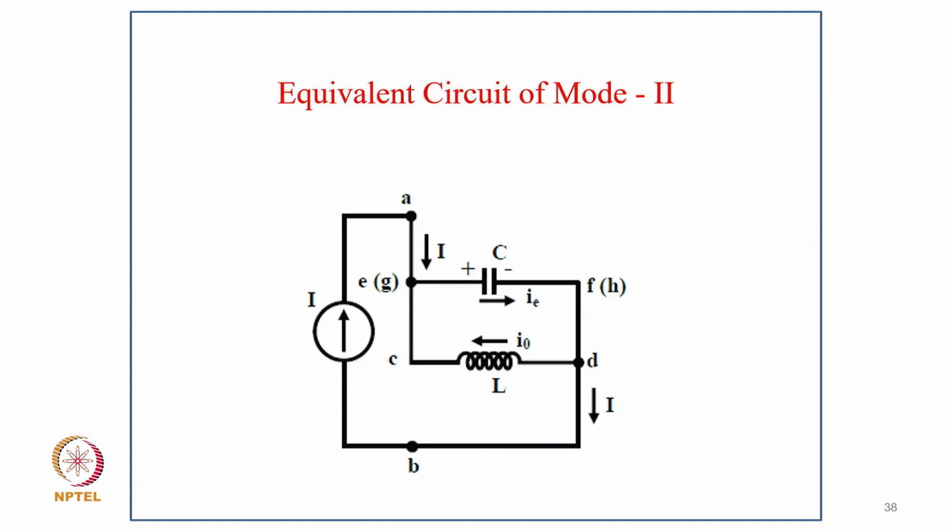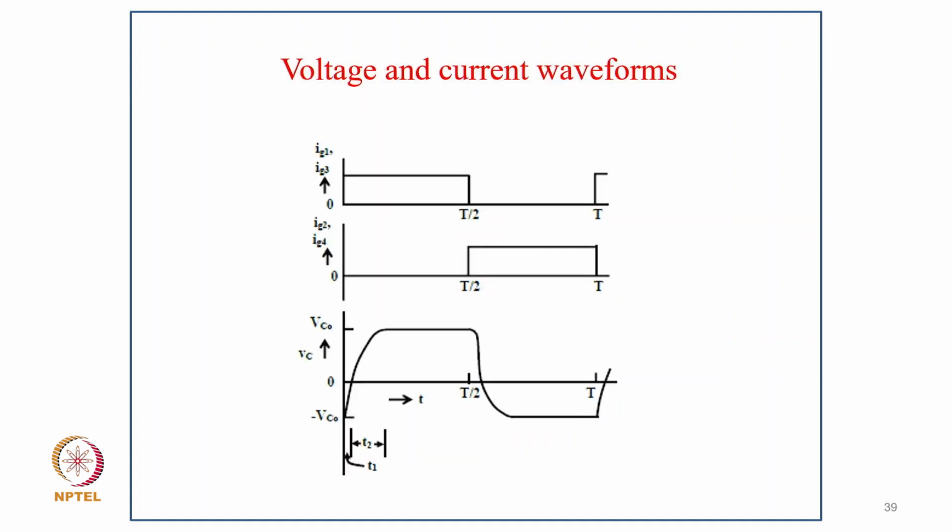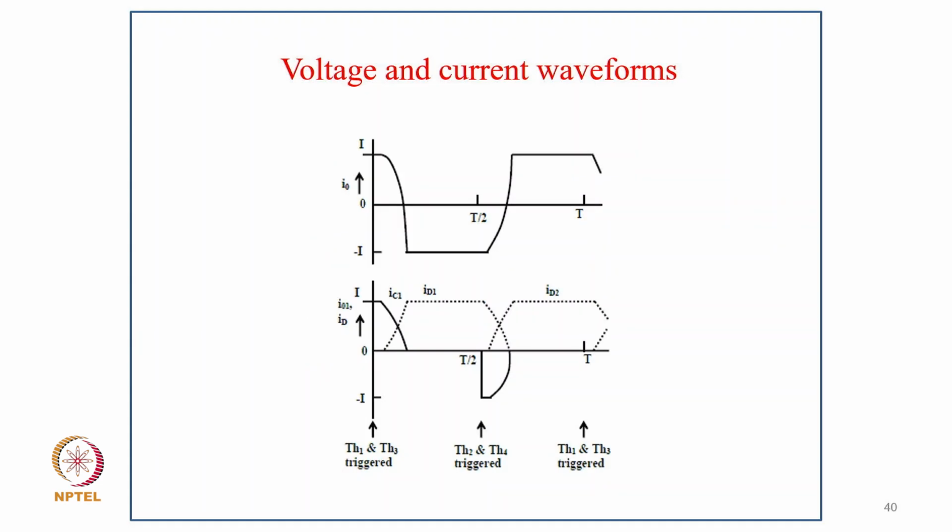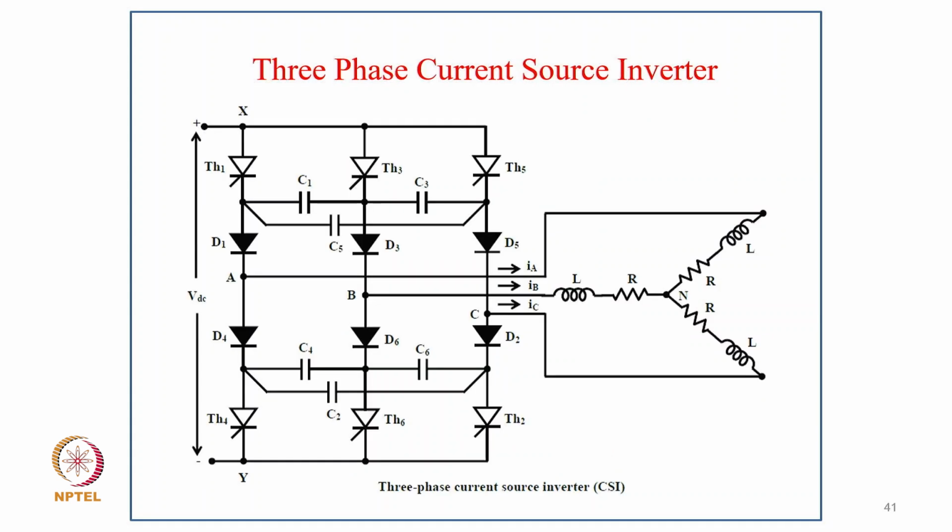And this is the equivalent circuit of mode 2, how the capacitor comes in parallel with the load, and these are typically the gating signals as well as the voltage across the capacitor, and then the current and how the current flows during commutation, the diode current and the capacitor currents.